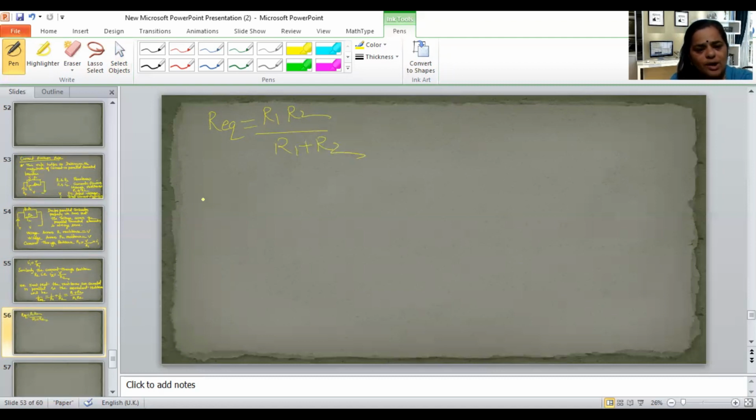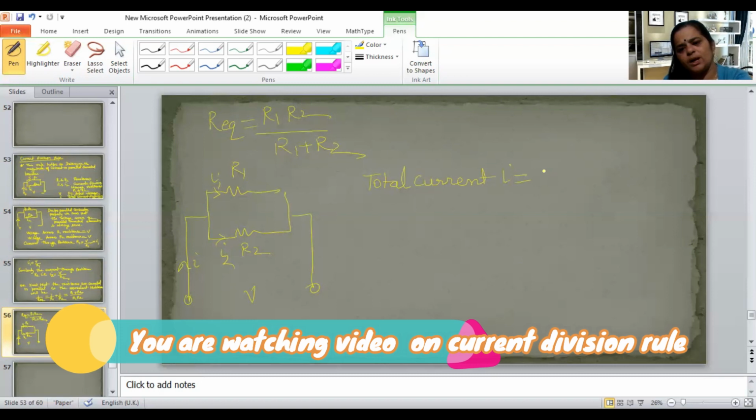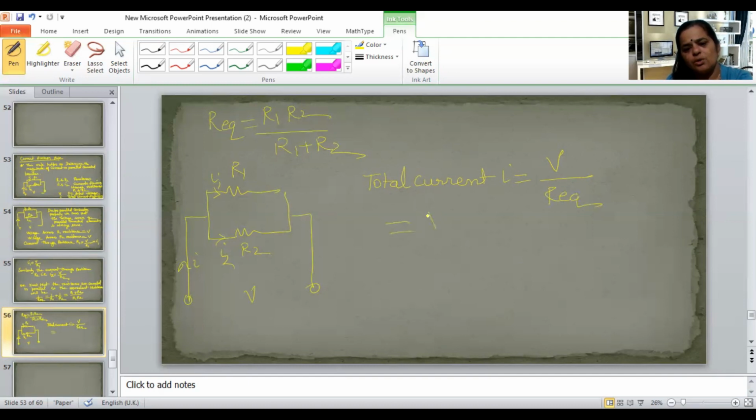Now if I draw the circuit again, we know that this is R1, this is R2, this is V, this is I, this is I1 and this is I2. If I want to calculate the total current I, it will be equal to the total voltage V divided by R equivalent. So V by R equivalent, which is R1 R2 upon R1 plus R2. So what is the value of I? That is V into R1 plus R2 upon R1 R2.